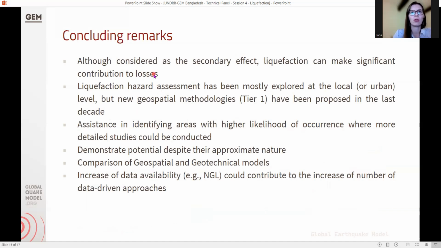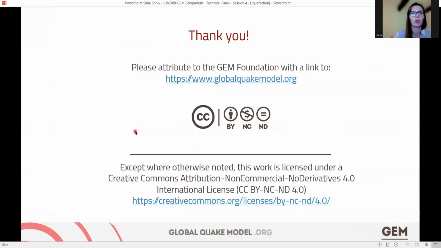Although considered a secondary effect, liquefaction can make a significant contribution to losses. It is usually conducted at the site-specific scale. However, with these new geospatial methodologies, we can conduct even nationwide analysis. And this type of analysis can help us in identifying the areas with higher likelihood of occurrence, where more detailed studies could be conducted. And with this, I would like to conclude my presentation.